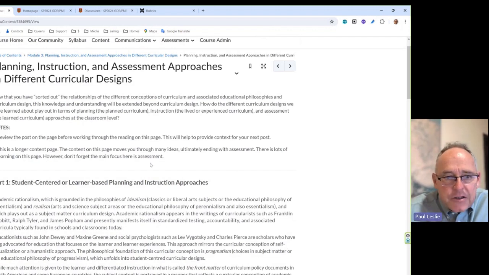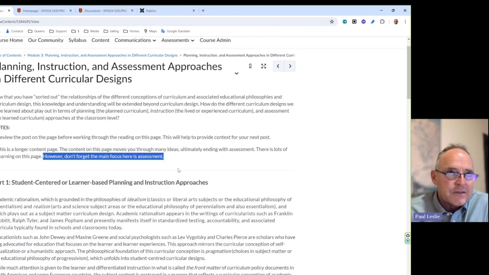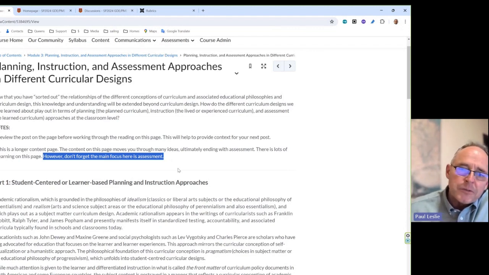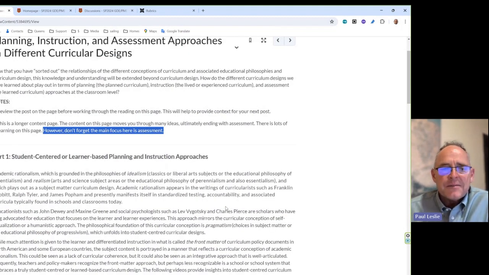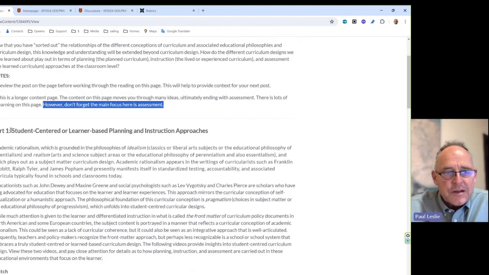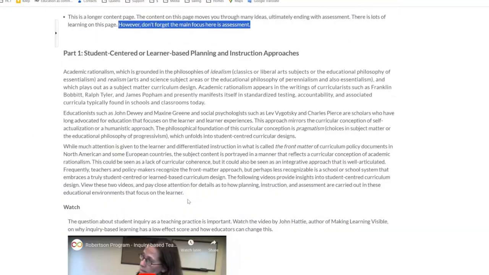So just pay attention here. It does say the main focus of this assignment or this post is assessment. So you're really going to look at some of the main curricular approaches that most of you, or probably all of you, discussed in the previous module. And there's some really great reading and some videos that are going to get you to think a bit more carefully, a bit more thoroughly about some of these concepts. So like being student-centered or learner-based, and what does that actually mean? So there's a bit of a discussion here.